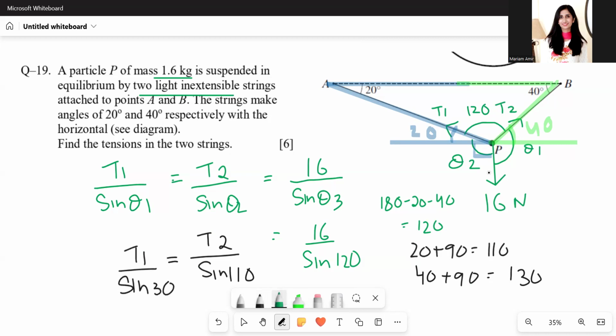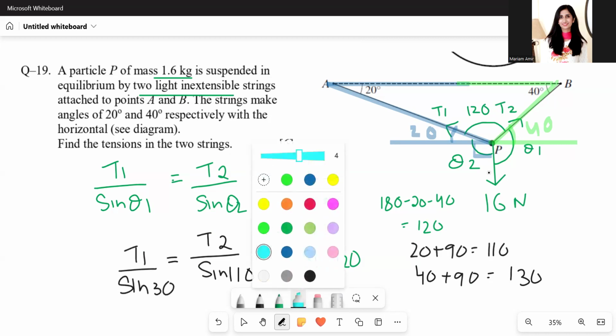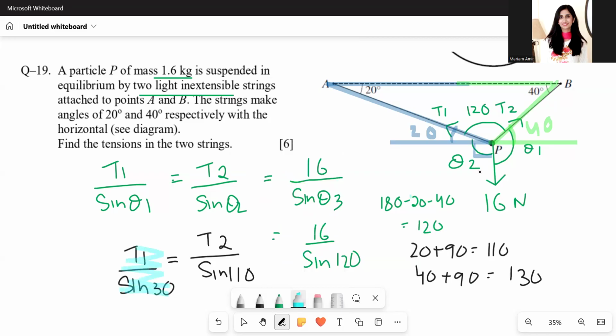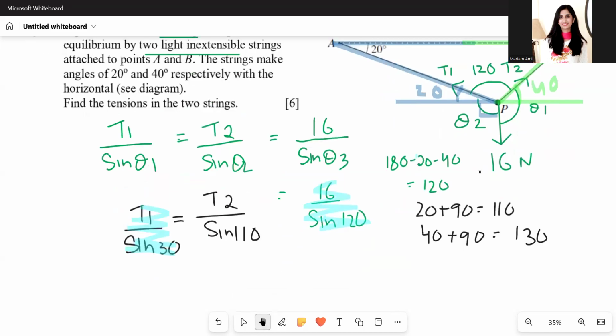Now we're going to use the first fraction and the third fraction to get T1, and use the second fraction and the third fraction to get T2. I'm writing the answers directly. T1 rounded would come out to be 14.2, and T2 rounded would come out to be 11.4.